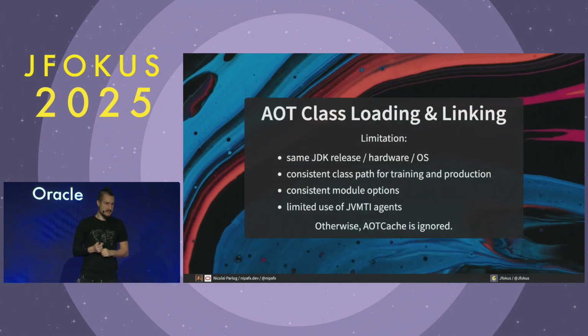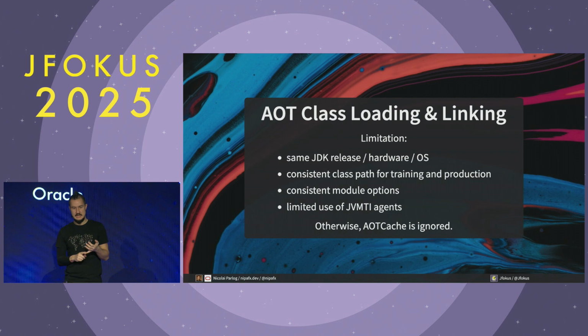So there are some limitations to this. If you do have this AOT cache, then you will have to run on the same JDK release and hardware and operating system. The class path or module path that you use for training and for production needs to be consistent. What exactly that means, you can think of it, it must be the same for now, but in detail, it's not quite that strict. The JEP already explains that. I'll give you a link later.